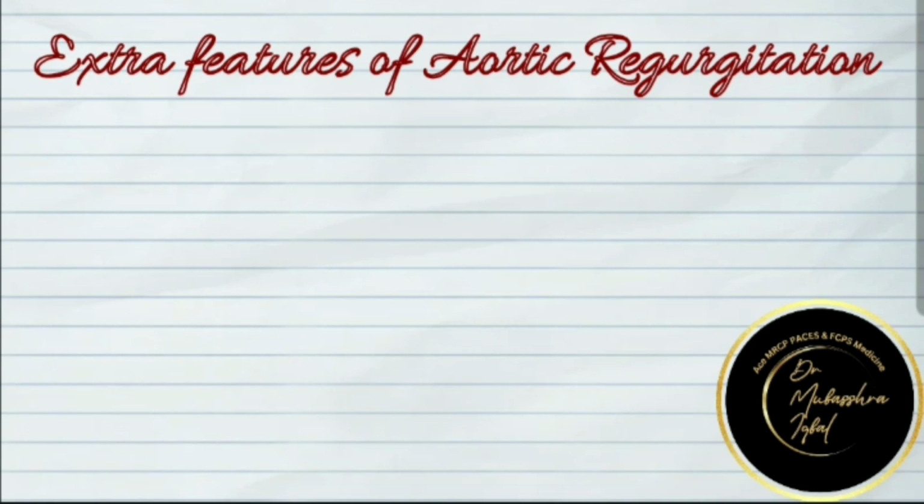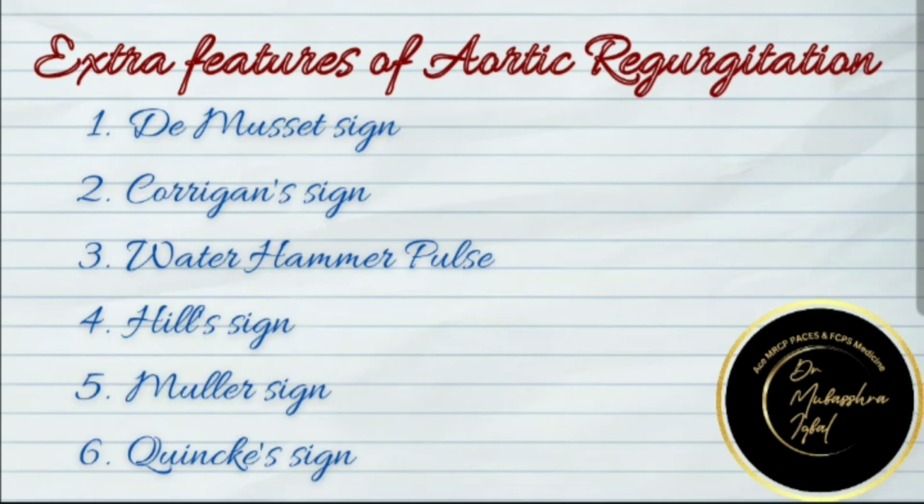Again, you heard the murmur of aortic regurgitation. There are some extra features or signs associated with aortic regurgitation, but mostly they are important for theoretical purposes. For example, de Musset's sign, that is head nodding with each heartbeat, and Corrigan's sign, that is dancing carotids, the visible carotid distension and collapse.